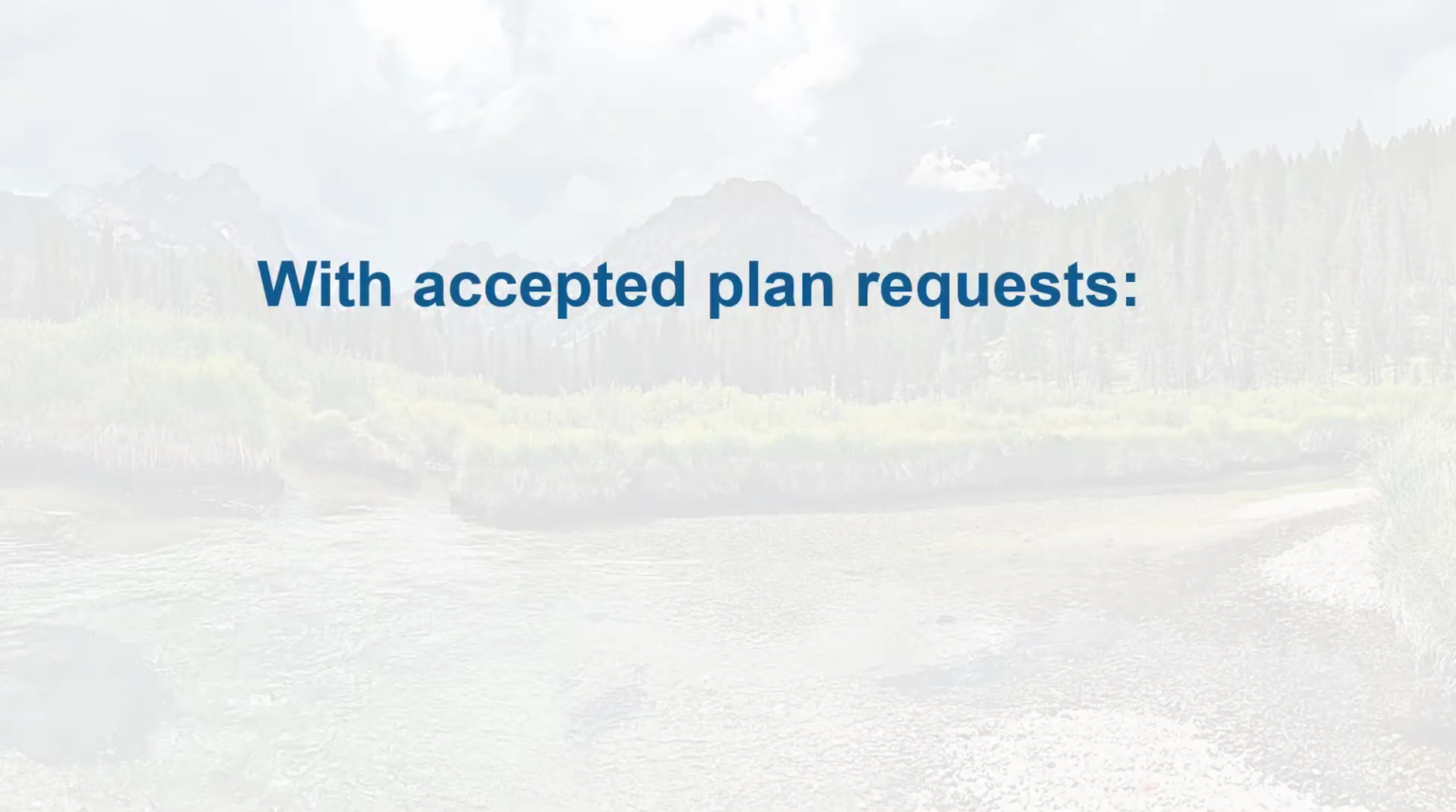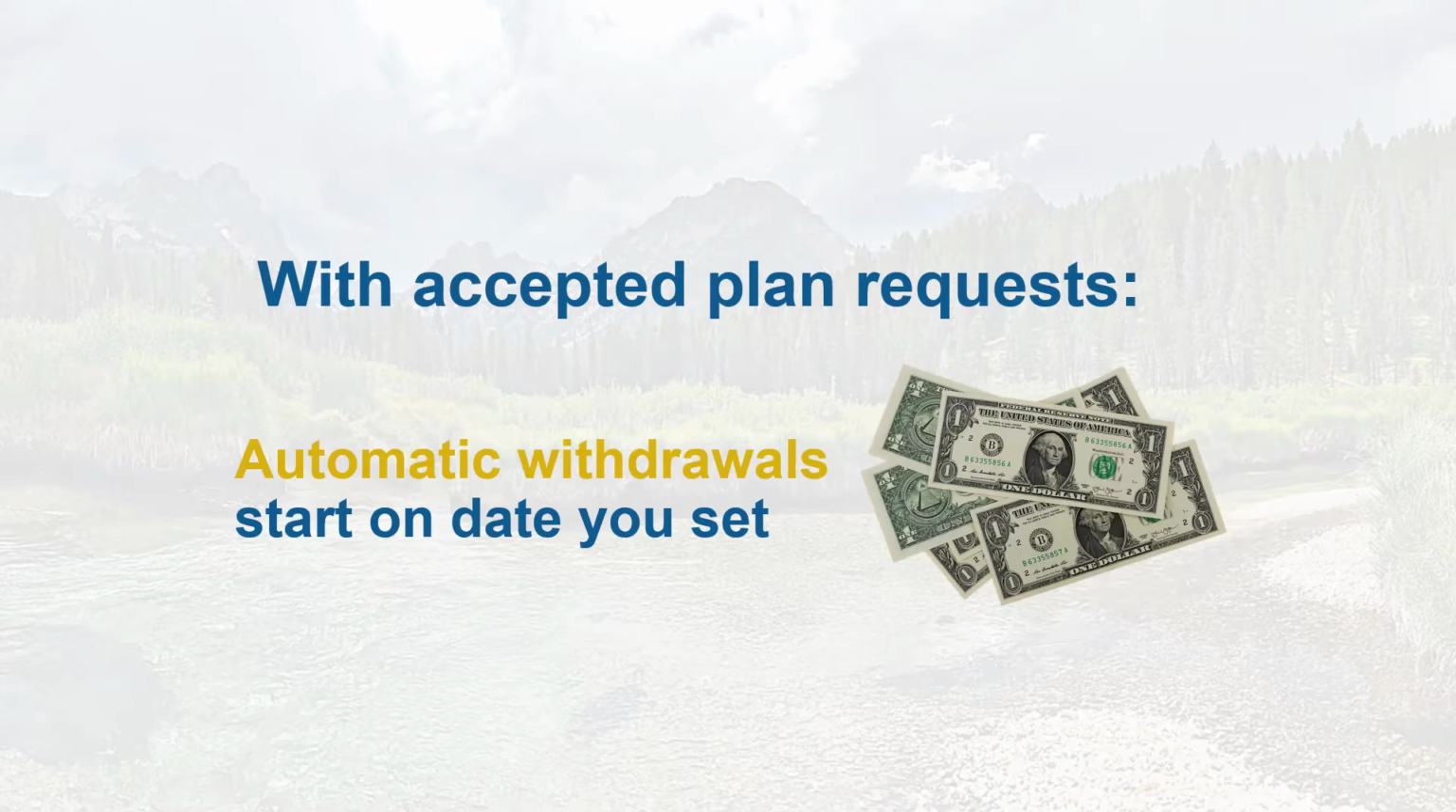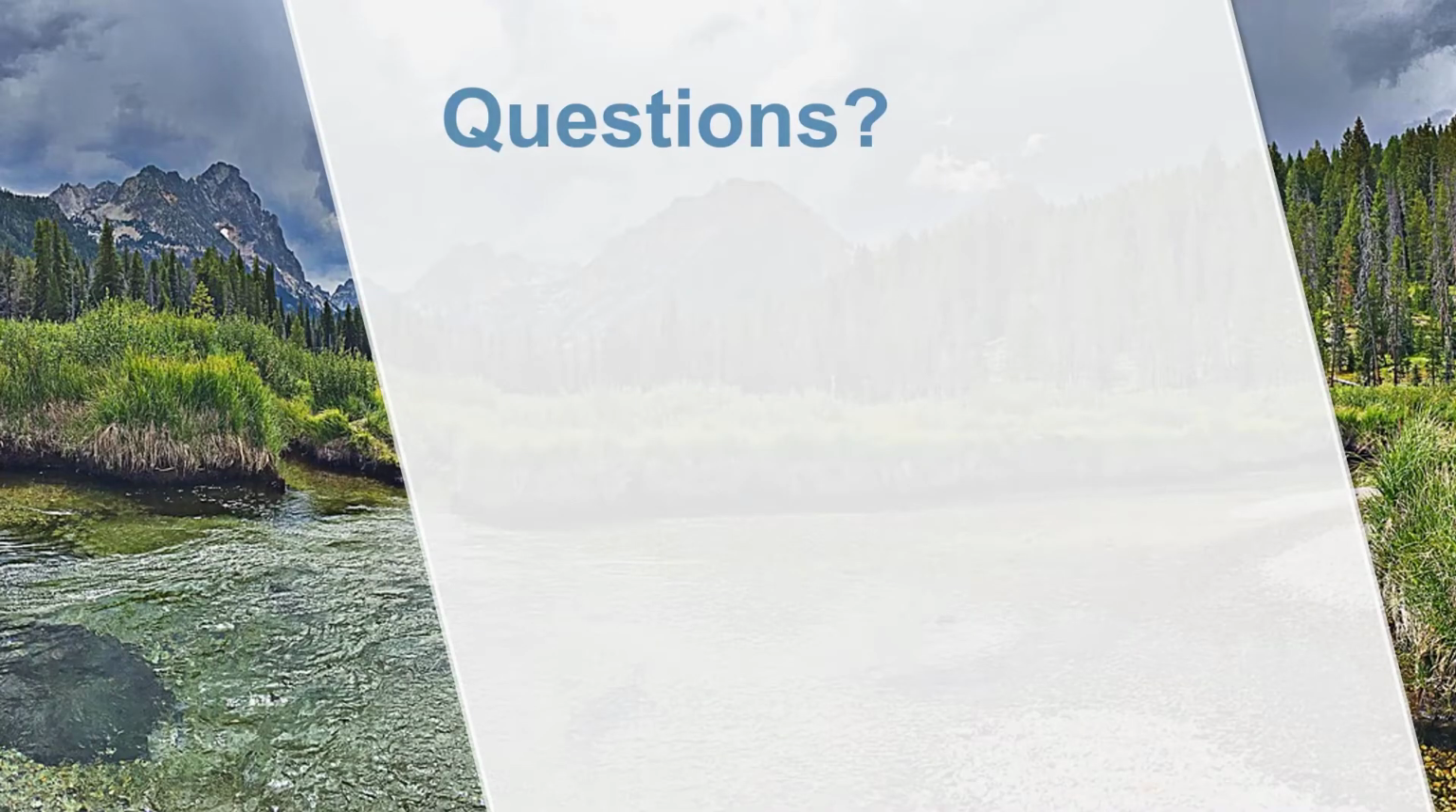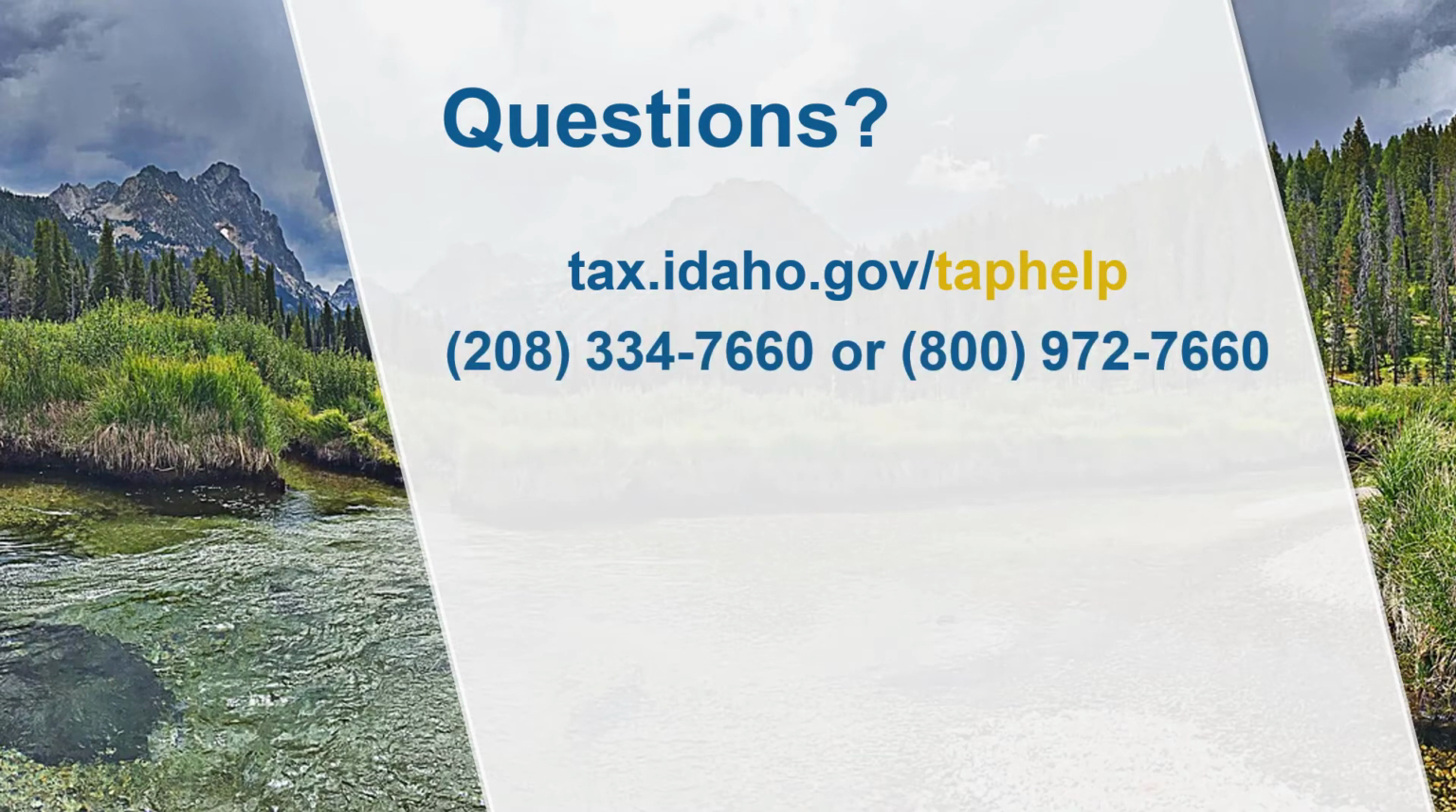If the Tax Commission accepts your plan request, automatic withdrawals in the amount you chose start on the date you set. Have more questions? Visit tax.idaho.gov/taphelp. Call us at the numbers on screen or email us.